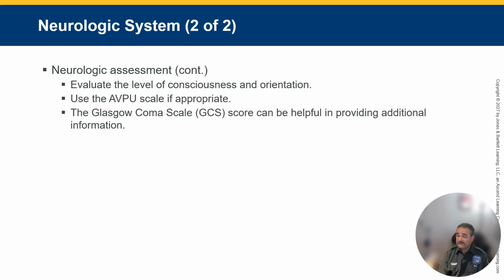Evaluate their level of consciousness and their orientation. Are they awake and alert, person, place, time, and event? Use that AVPU scale. Then you can use the Glasgow Coma Scale. You'll be trained in that in the trauma section. It's a GCS score, and it can be helpful in providing additional information on their mental status changes. There are all kinds of mentation tests that you can give. Primarily in EMS, we use GCS, and we'll talk about that when we get to actual trauma and the neurological emergency section.